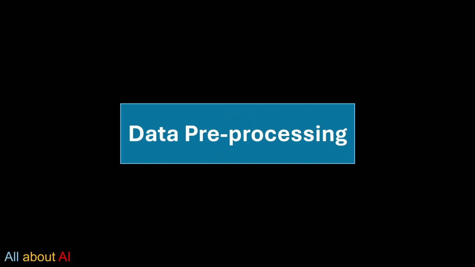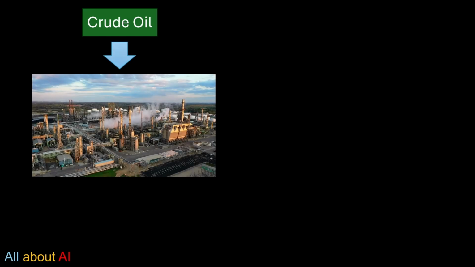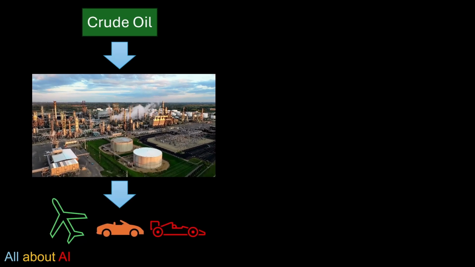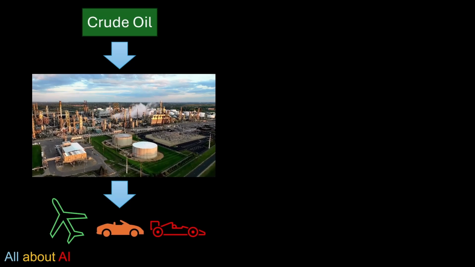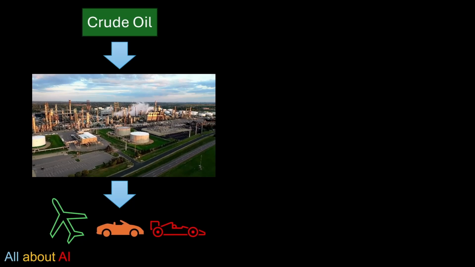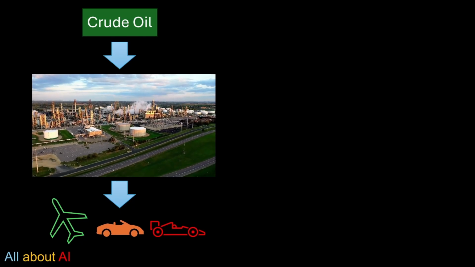Data preprocessing is one of the most vital parts of any machine learning project. So if we compare with our analogy with oil and car, all collected data is like crude oil. Crude oil first goes through a refinery, and then this refined oil is used for cars, Formula 1 cars, different kinds of vehicles, aircraft. So all of them have different needs in terms of purity or goodness of the oil.